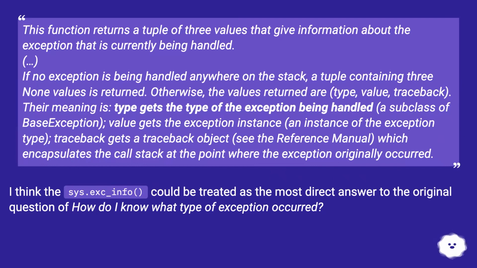Their meaning is: type gets the type of the exception being handled, a subclass of BaseException; value gets the exception instance, an instance of the exception type; traceback gets a traceback object, see the reference manual, which encapsulates the call stack at the point where the exception originally occurred. I think sys.exc_info could be treated as the most direct answer to the original question of how do I know what type of exception occurred.